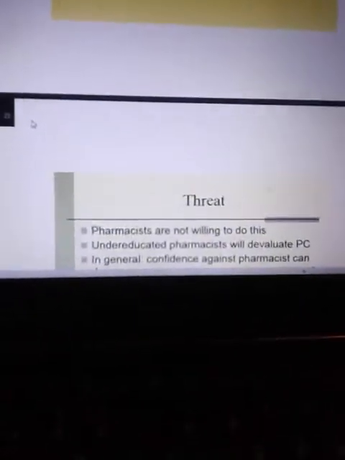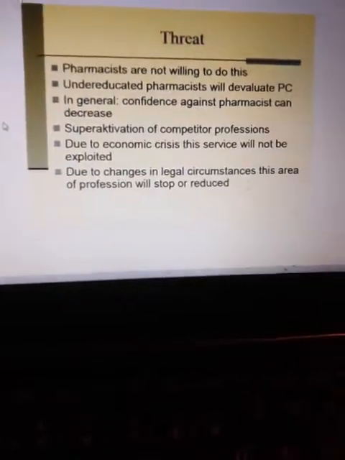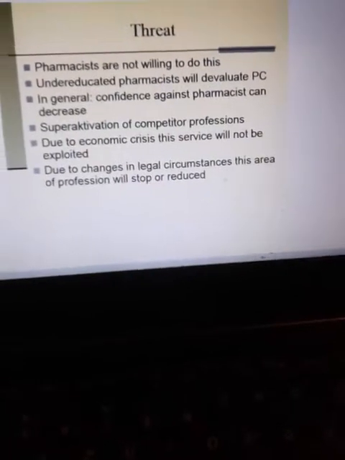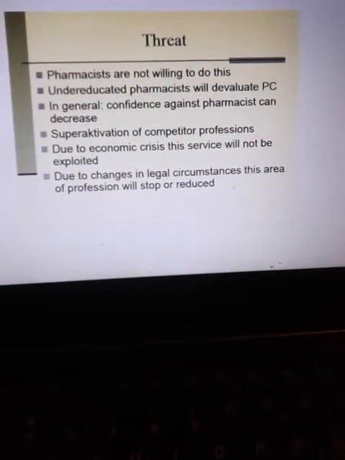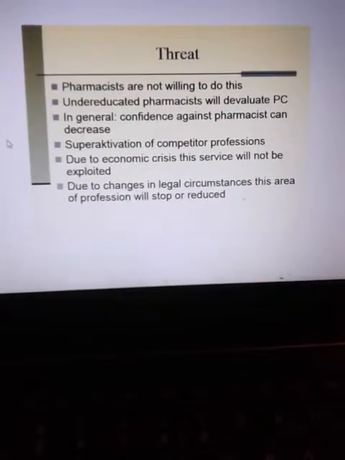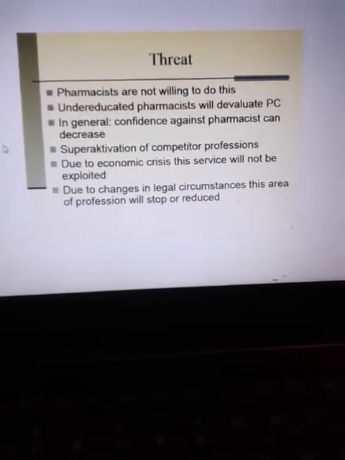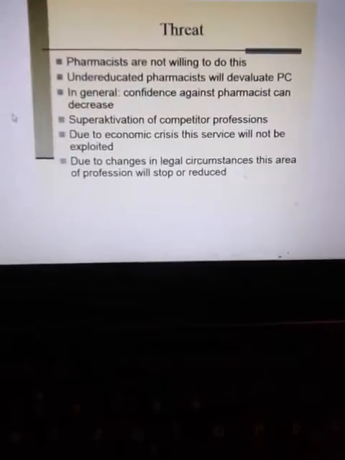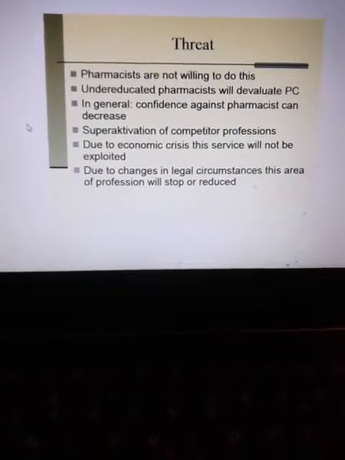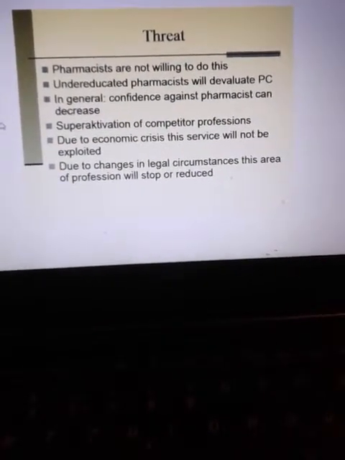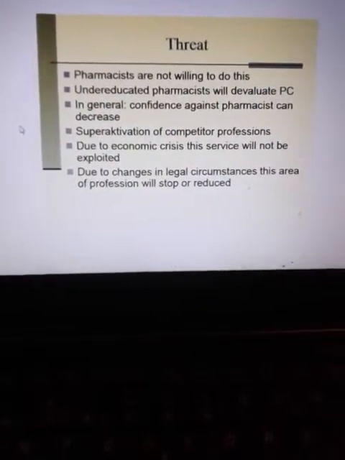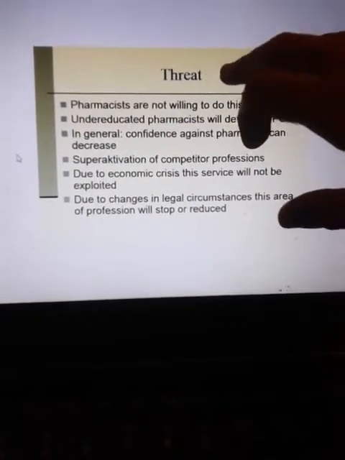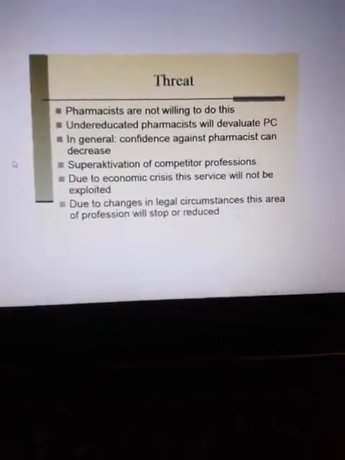Okay. Glucose level measuring. Threat: pharmacists are not willing to do this. Undereducated pharmacists will devaluate pharmaceutical care. They don't like to do pharmaceutical care. Pharmacists are not willing to do this. In general, confidence against the pharmacist can decrease. Then his self confidence decreases. I think the threat is the opposite of the opportunity.